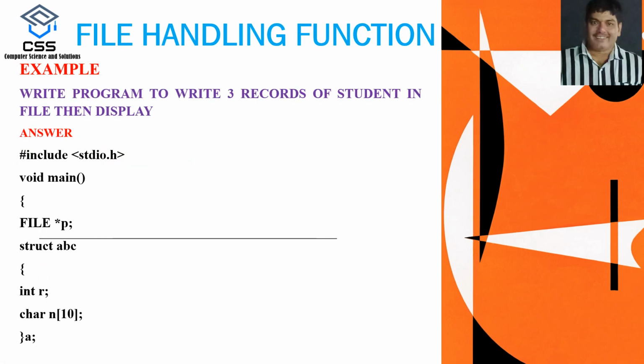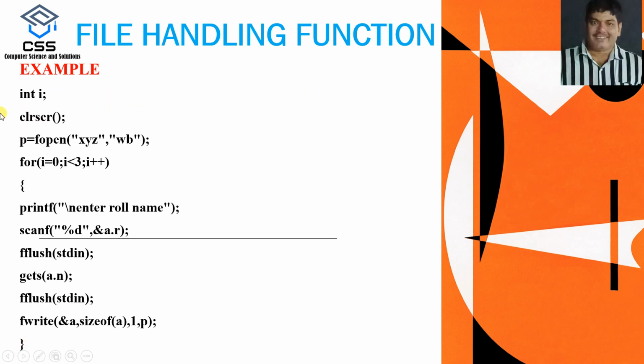If I want to write more than one record at a time, the second example is taken. Write a program to write 3 records of a student in the file, then display. The same thing is taken. File pointer I have taken. Structure ABC contains roll and name, and its variable is A. Then the loop will continue 3 times or n times, however many records you want to write. XYZ is the name of the file, WB is the opening mode, that is write binary.